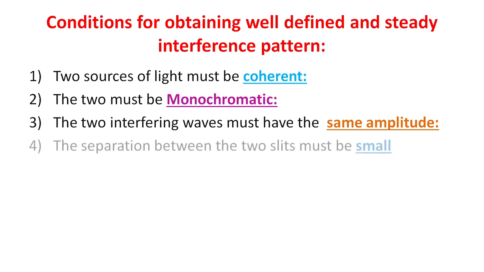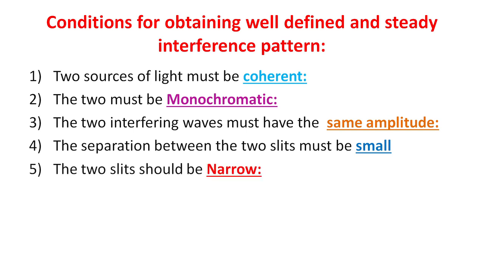The next one is the separation between two slits must be small. If the separation between these two slits is small, the sources are sufficiently close to each other, then interference fringes are widely spaced and can be clearly seen. The two sources should be narrow. These two slits should be narrow.